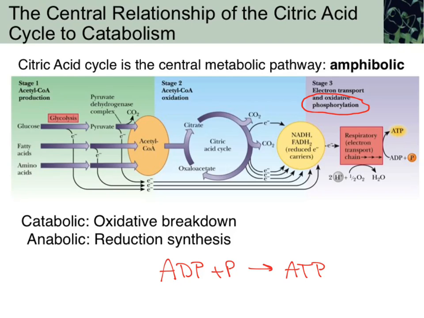So when we're looking at these, what you want to recognize, and that's what this diagram is trying to show, is we're shuttling out these high energy electrons into our carriers. Those carriers will then go through a redox reaction to establish a proton gradient. Once we have the proton gradient, that can then power our ADP to ATP.